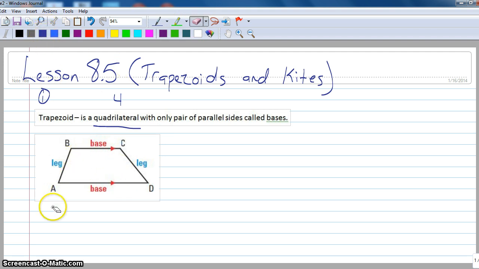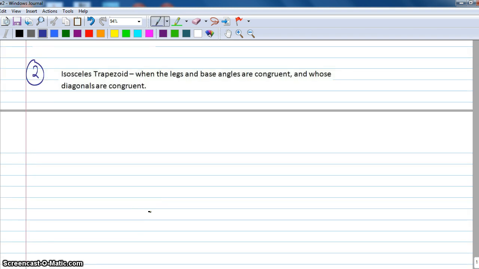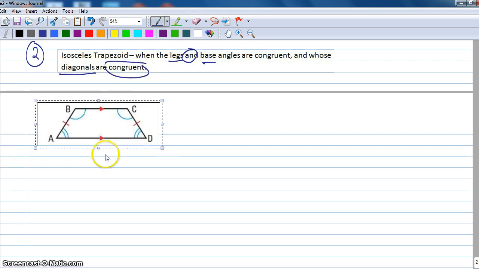All right, the second type of trapezoid is an isosceles trapezoid. An isosceles trapezoid is when the legs and the base angles are congruent, and whose diagonals are congruent. And a picture of that looks something like this.